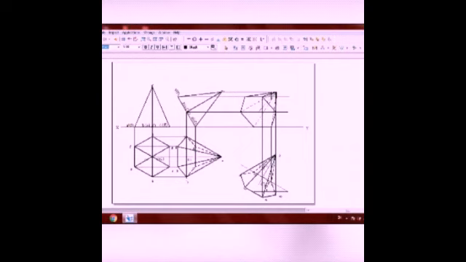The text part is required. The base is visible. All the lines are visible lines. Only those 3 lines are dotted lines. Now mark it A dash, B dash, then the base edge is C dash, D dash is on the edge on which it is resting, E dash, F dash.